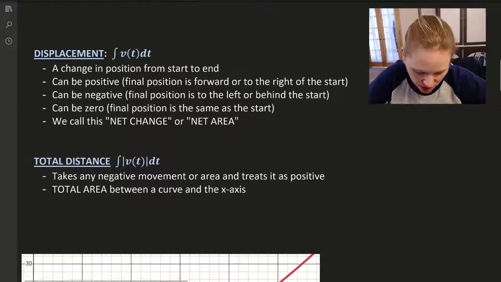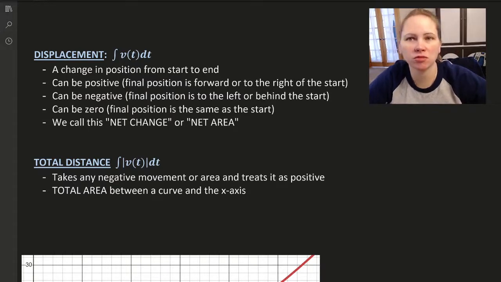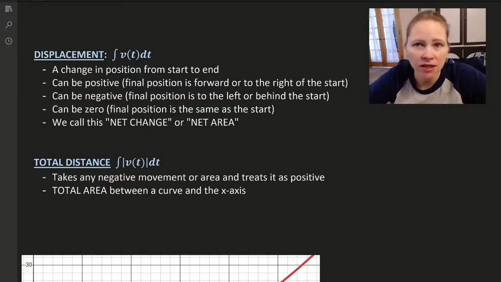So let's take a look at some definitions. We've talked about this word displacement, and a displacement is a change in position from start to end. It can be positive if the final position is forward or to the right of the beginning. It can be a negative displacement. Basically, it's how much did you move over the period of time. It can be 0, and just because your displacement is 0 doesn't mean your object stayed put the entire time.